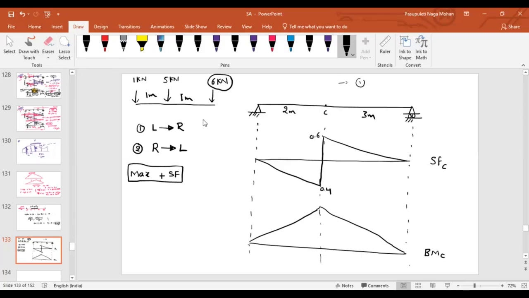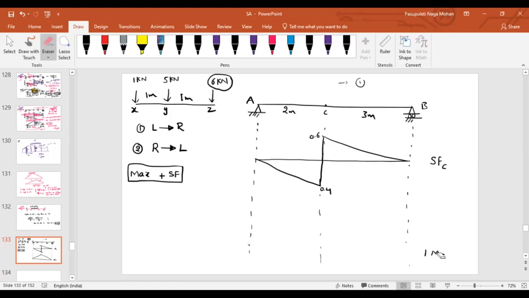First of all, where should the loads act? Let us say these points are A, B, C, and this is Y, Z. Imagine where should I place my loads? Will it be on the span CB or on the span AC? Span CB, sir. Why? Because what I'm interested in is positive shear force. That's why all my loading should be on the right.